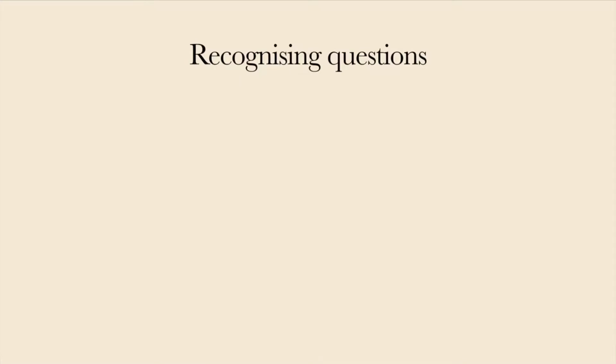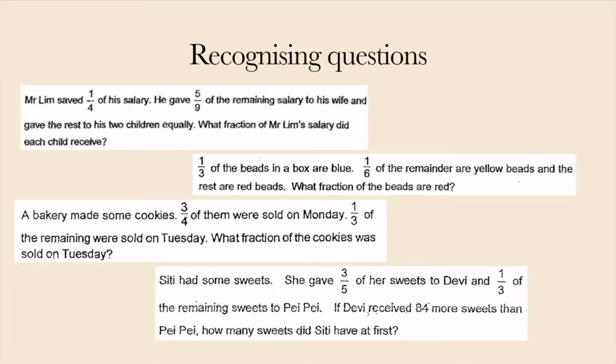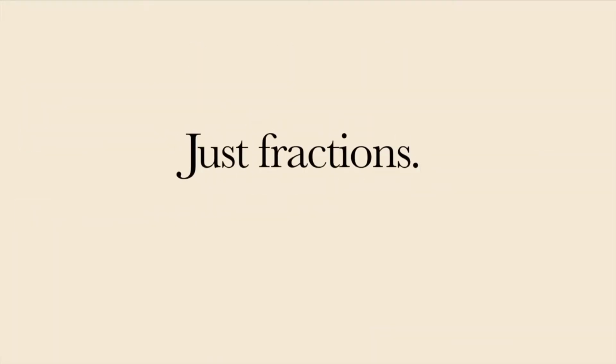How does one go about recognizing branch method questions? There are a few words and phrases to look out for. So you will be given a fraction of something, and then a fraction of the remaining, fraction of something, fraction of the remainder. I think you know what I'm trying to say here. So when you see fraction of something, fraction of the remainder, there's a high chance it's a branch method question.